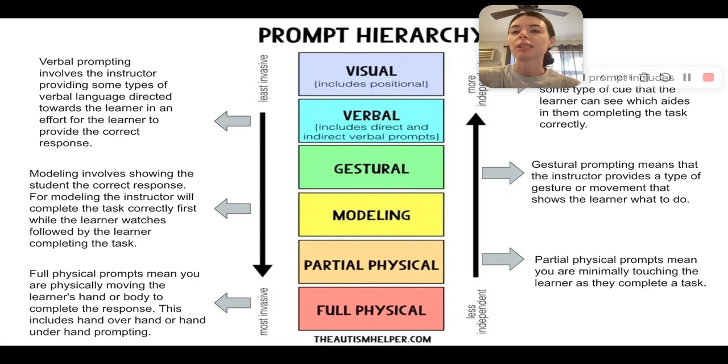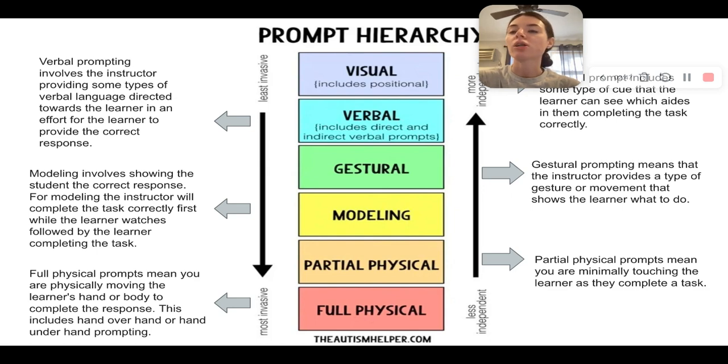Partial physical prompt is the next, and this means that you are minimally touching the learner as they complete a task. An example of a partial prompt could be the instructor giving the demand, "Touch the green circle." This would be followed by the instructor touching the learner's shoulder as a prompt or a cue to complete the task.